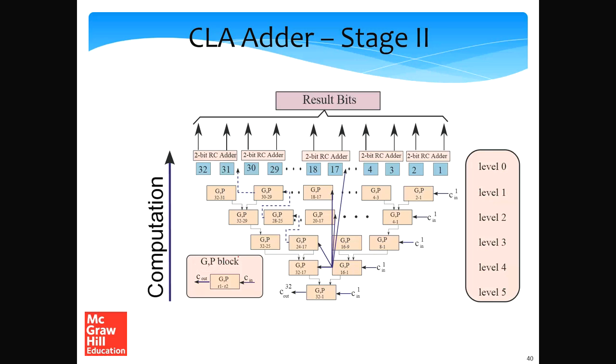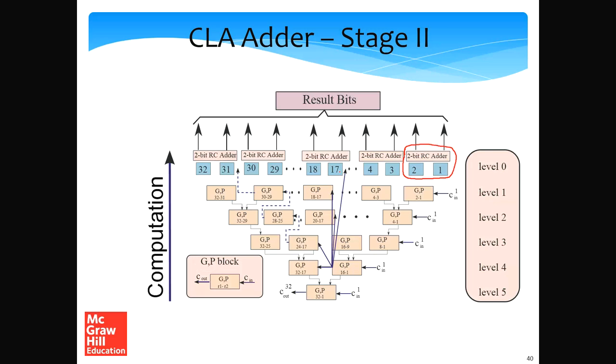In stage 2, the idea is that once we know the generate and propagate function for each block, we should be able to efficiently compute the carry. And once we know the carry, we can quickly do the addition. Since we have considered 2-bit blocks, the first change that we make is in level 0. We consider this group of 2 bits, 2-bit pairs actually. Since we're adding 32 bits, there'll be 16 2-bit pairs. Each one of them can be added with a 2-bit RC, a ripple carry adder.